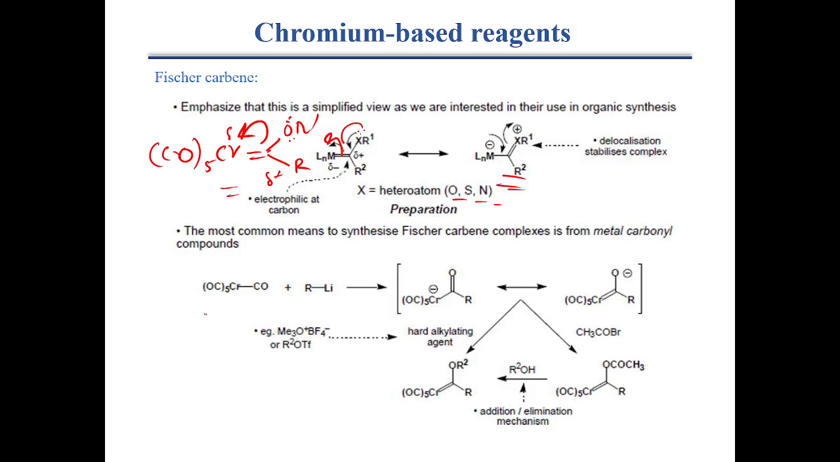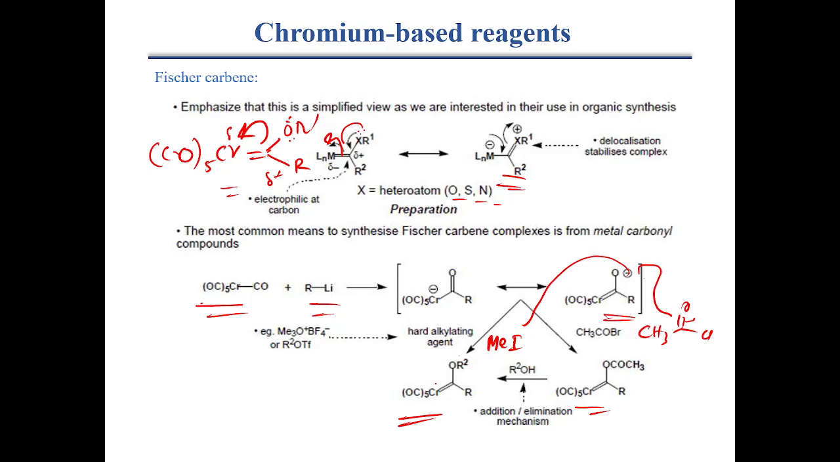So how will it be prepared? Hexacarbonyl chromium in the presence of RLi gives this compound. Then it is treated with a hard alkylating agent such as methyl iodide. This is hard, giving the hard alkylated product, or with a soft alkylating agent such as CH3COCl. This is soft because of the anionic resonance. So this will give this kind of product. This is the Fischer carbene.